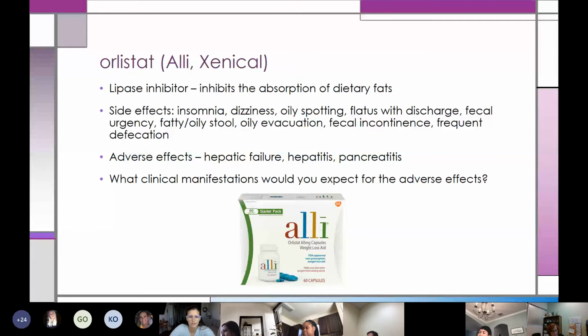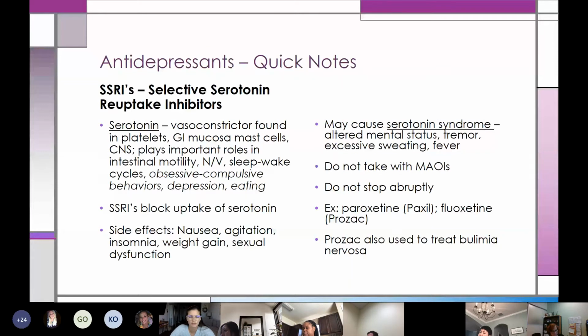Tricyclics, some notes on tricyclics as well. Tricyclics such as amitriptyline are also known as Elavil. They actually use this for other things like arthritis and spinal problems. So they can use these antidepressants as well for that.